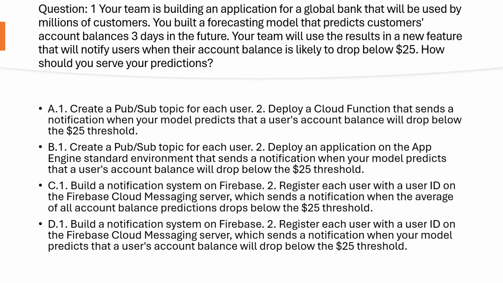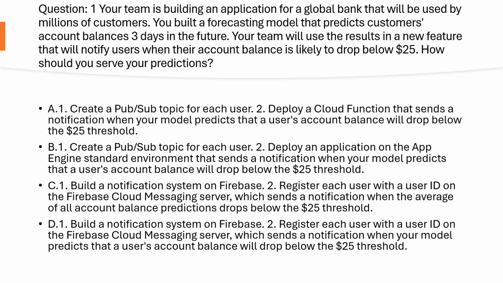A. 1. Create a Pub/Sub topic for each user. 2. Deploy a Cloud Function that sends a notification when your model predicts that a user's account balance will drop below the $25 threshold. B. 1. Create a Pub/Sub topic for each user. 2. Deploy an application on the App Engine standard environment that sends a notification when your model predicts that a user's account balance will drop below the $25 threshold.